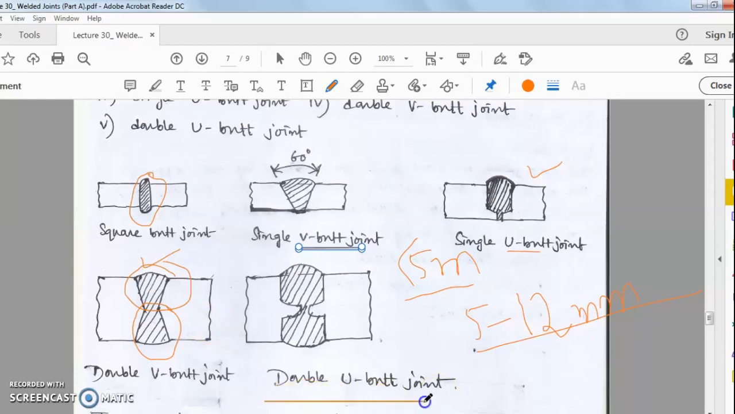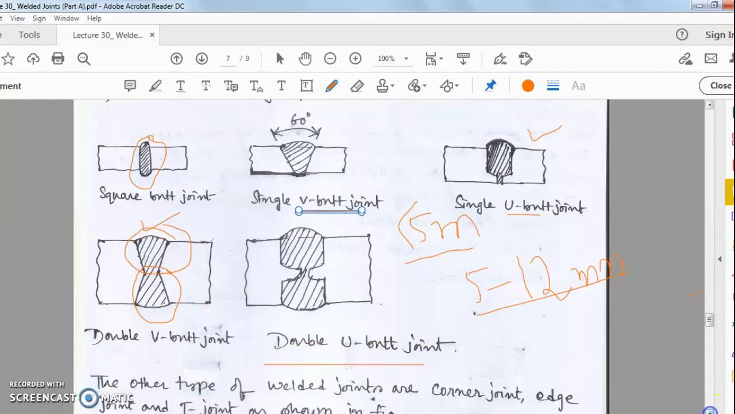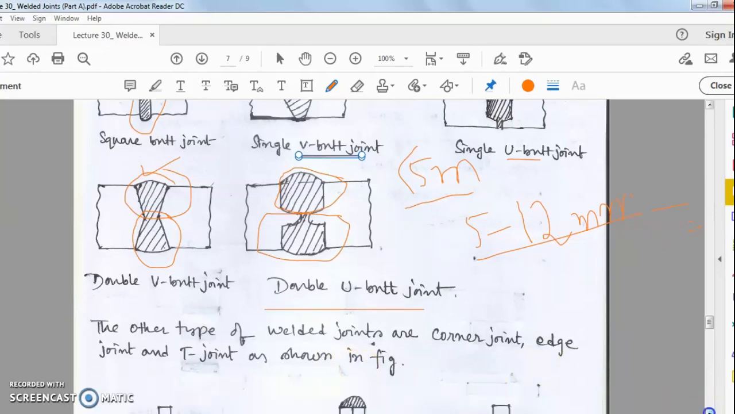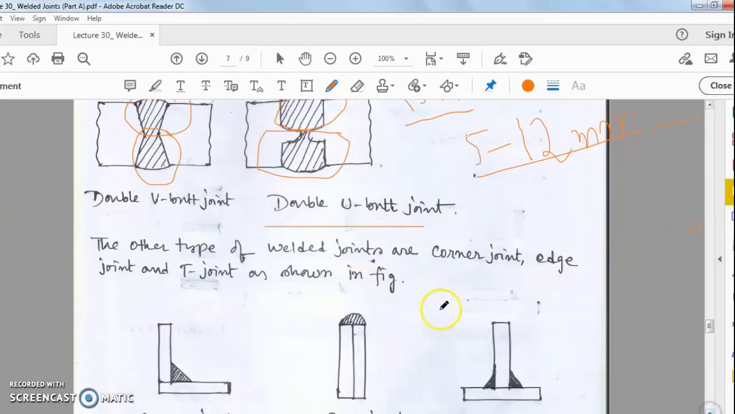Next, come to the double U-bar joint. The welded joint looks like a double U. Here one U, here you see this another U. So the whole joint shape looks like a double U. So this is why it is called the double U-bar joint. Next, there are several other types of welded joints like corner joint, edge joint, and T-joint.